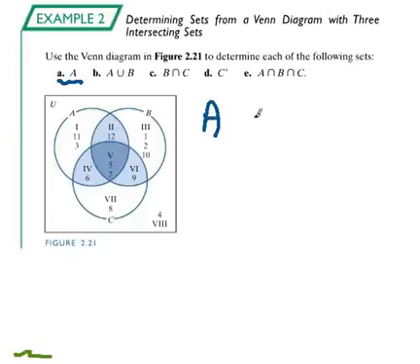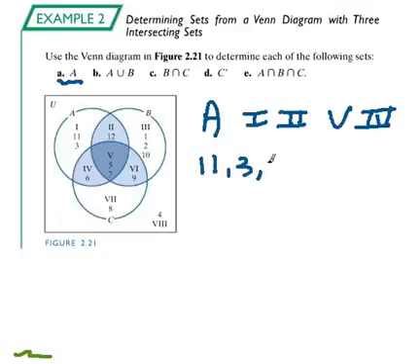Well, I've got regions 1, 2, 5, and 4, correct? Now, you don't have to have them in order. Sometimes I like to write them in that order. But I want to know the exact elements. So what are they? 11, 3, 12, 5, 7, and 6. See how I did that? That's important.